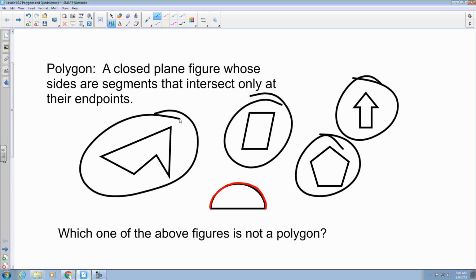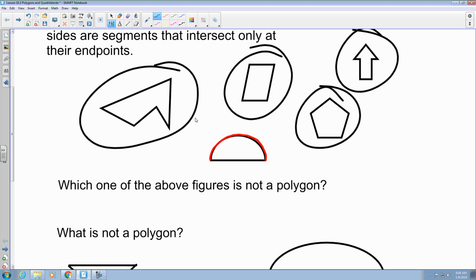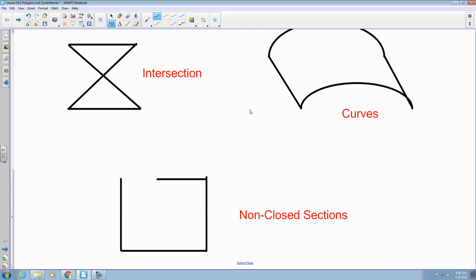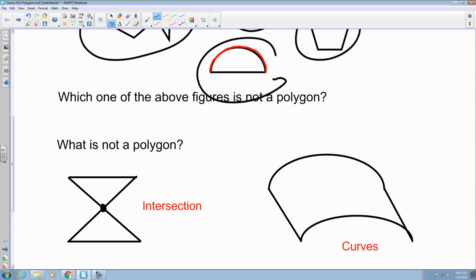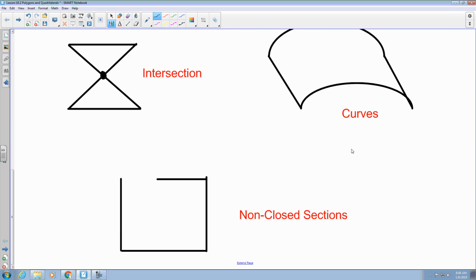So of the 1, 2, 3, 4, 5 figures, 4 of them are polygons. Okay, so things that do not make a polygon are kind of shown here. If you have any type of intersection, so in this case, yeah, it does have all line segments, but they intersect. So there's the intersection right here. So that can happen. If you see any curvatures, like this one was a curvature, you can't have that. And if you have any non-closed sections, like say we have this open section right here, because of this open section, it is not considered a polygon.